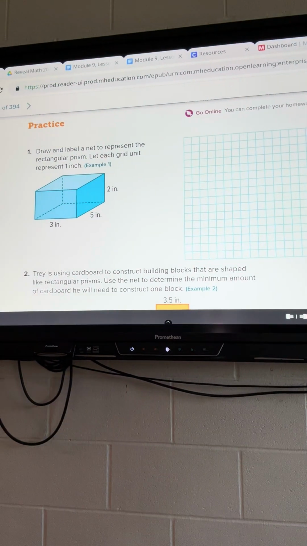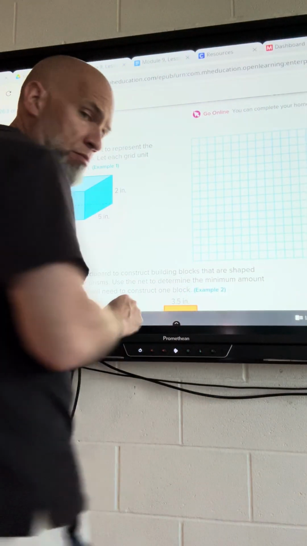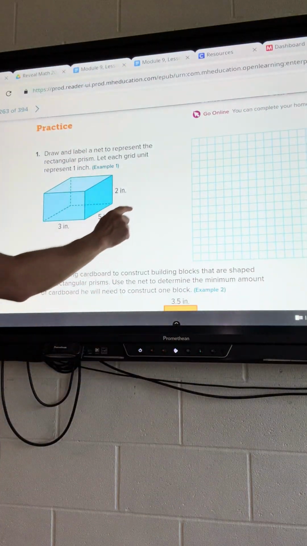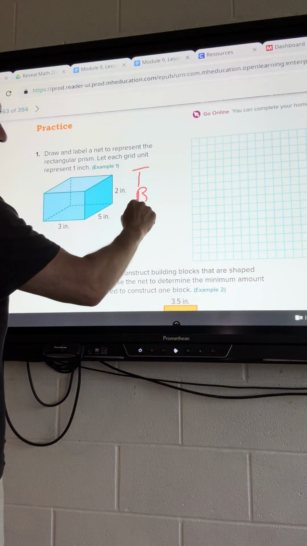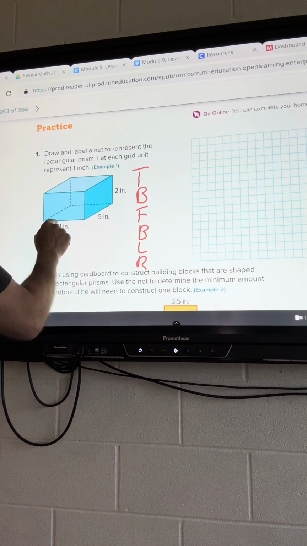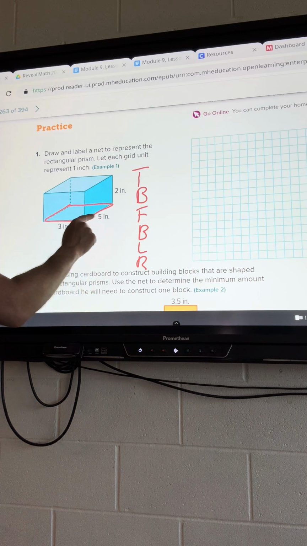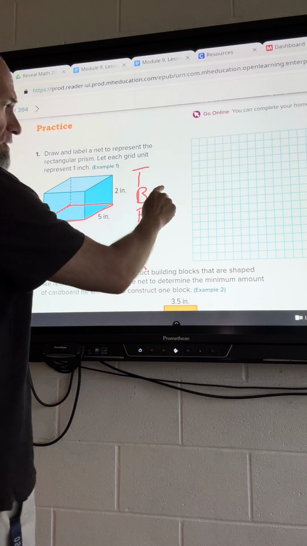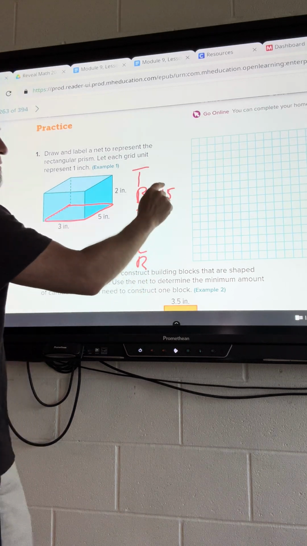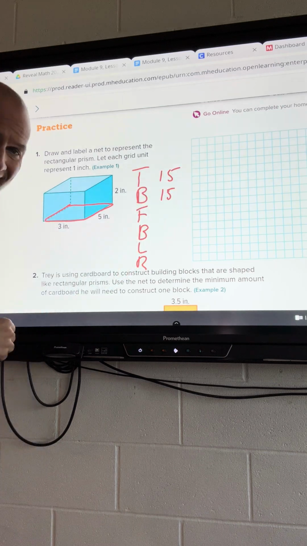So number one, it says to draw and label a net to represent the rectangular prism. Let each grid unit represent 1 inch. So you have the rectangular prism here. I, again, still like to do top, bottom, front and back, left and right. And if we take a look at our bottom, the bottom is going to be 3 by 5, which is 15 inches squared. So the area of the bottom is 15. That means the top also has to be 15.